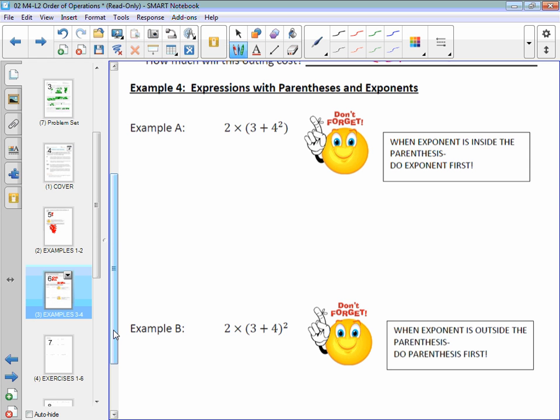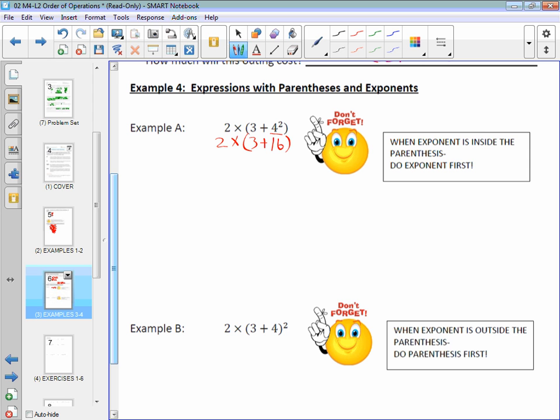Correct. So I'm going to underline, watch, just the exponent. What is 4 squared? 16. Good. Now watch. The parentheses still has to come down as is. We haven't done anything with that yet. Take a look. Make sure you see. Any questions on that?